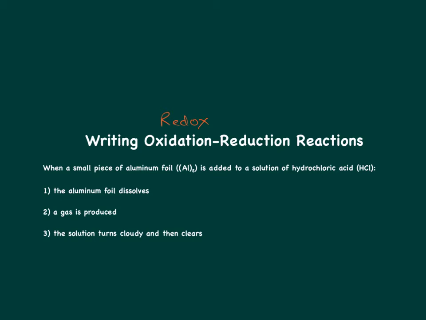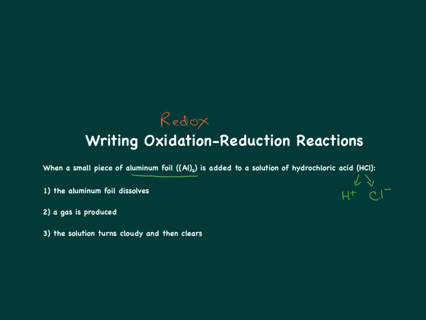In this case, you see that a small piece of aluminum foil is added to a solution of hydrochloric acid. When that is done, the aluminum foil dissolves, a gas is produced, and the solution turns cloudy, and then it clears. For this solution, it's fairly obvious that the aluminum is one of the reactants. And then you also have HCl as a reactant, but HCl, because it's a strong acid, will be fully dissociated into its H+ cations and its Cl- anions.